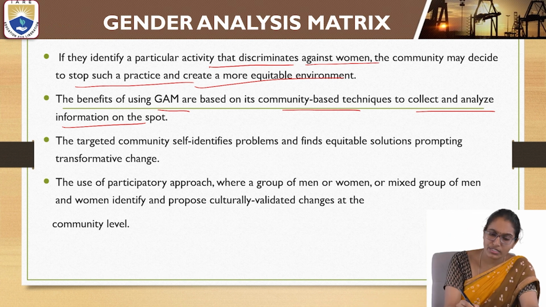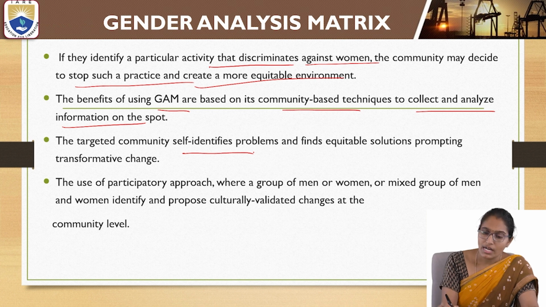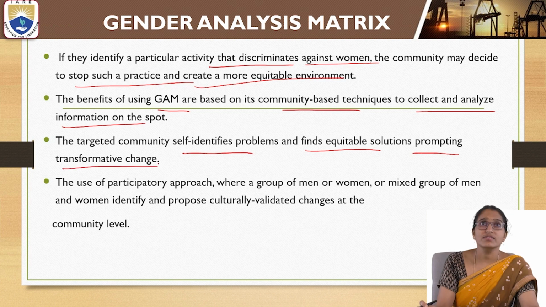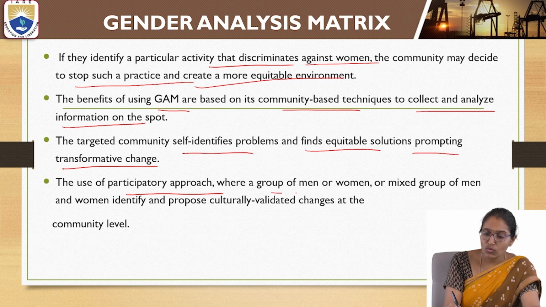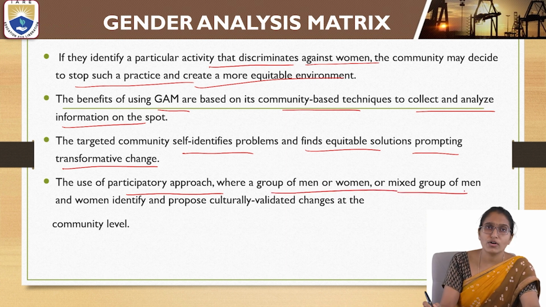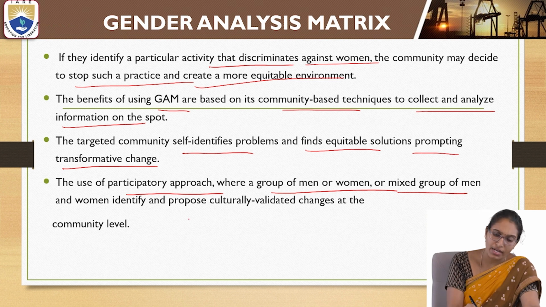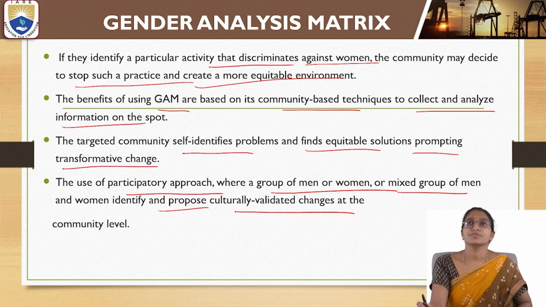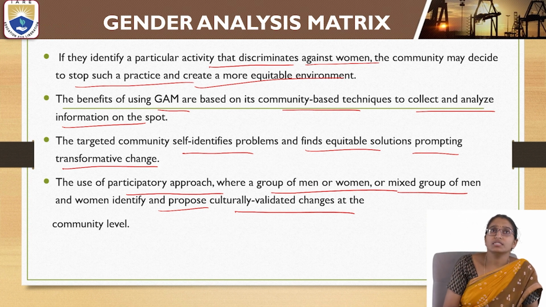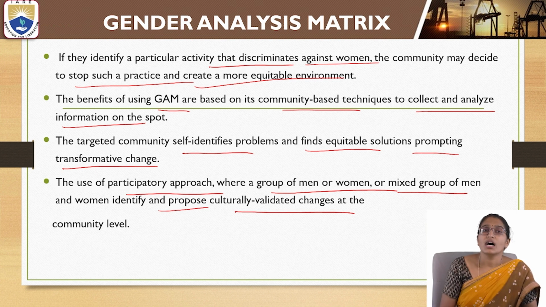The targeted community self-identifies the problem and finds an equitable solution, prompting transformative changes. The use of a participatory approach, where a group of men or women or a mixed group of men and women identify the purpose, culturally validates changes at the community level. So they themselves, participating in this GAM analysis, identify what the problem is or what is lagging behind in this community. How can we improve that?